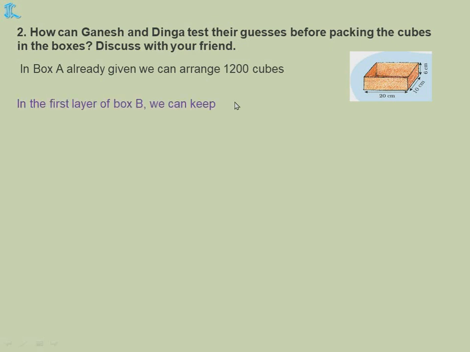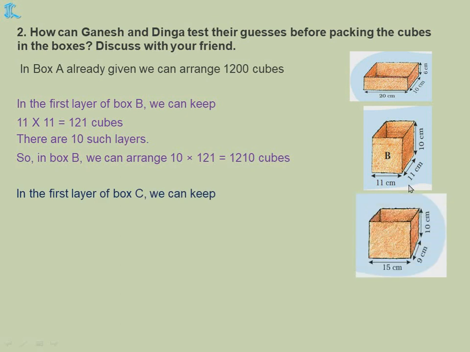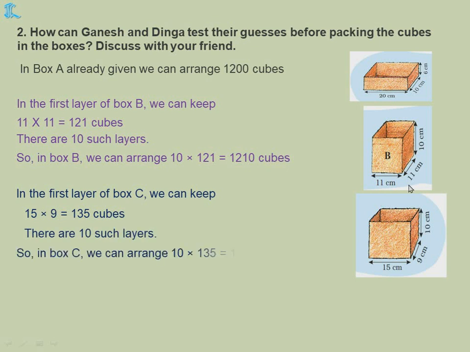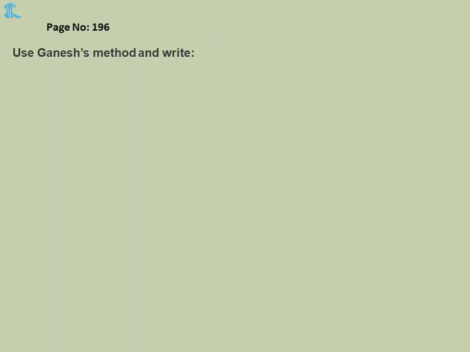Now, in the first layer of box B, how many can you keep? 11 into 11. That is 121. And then how many such layers can be kept? 10 layers can be kept. So 121 into 10, that is 1210 cubes. Next, in the first layer of box C, we can keep 15 into 9, that is 135. How many layers? 10. So 135 into 10, 1350. Therefore, in all the 3 boxes, we can arrange 1200 plus 1210 plus 1350, that is 3760 cubes. Therefore, in all the 3 boxes, you can pack 3760 cubes.